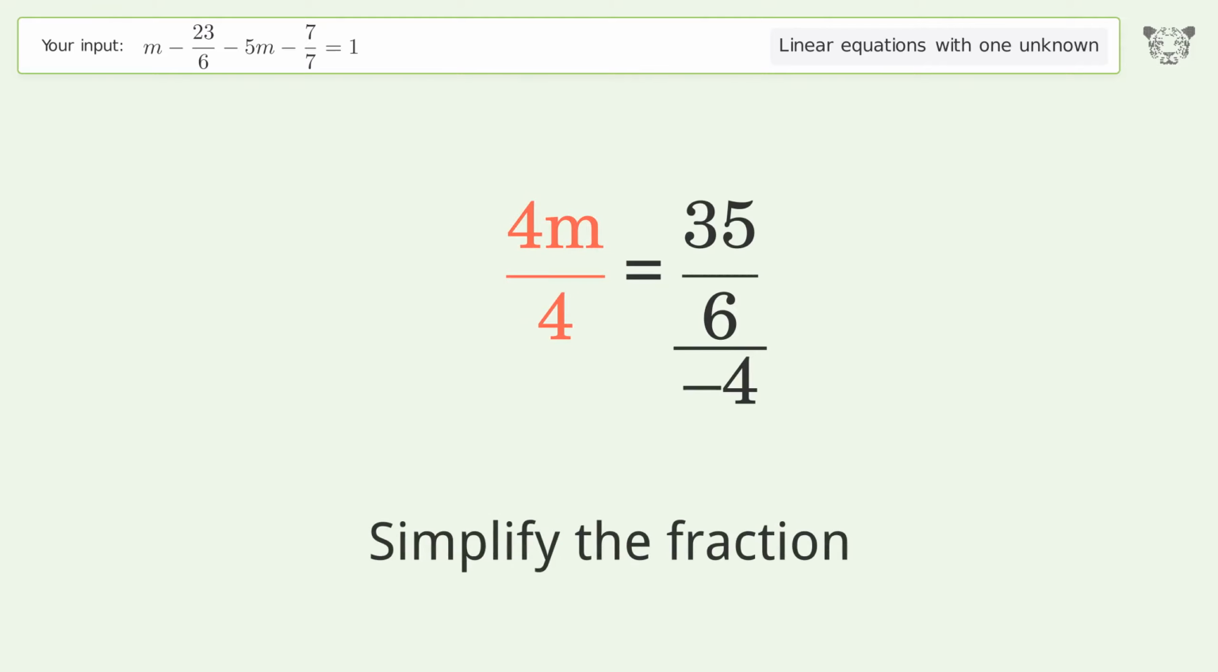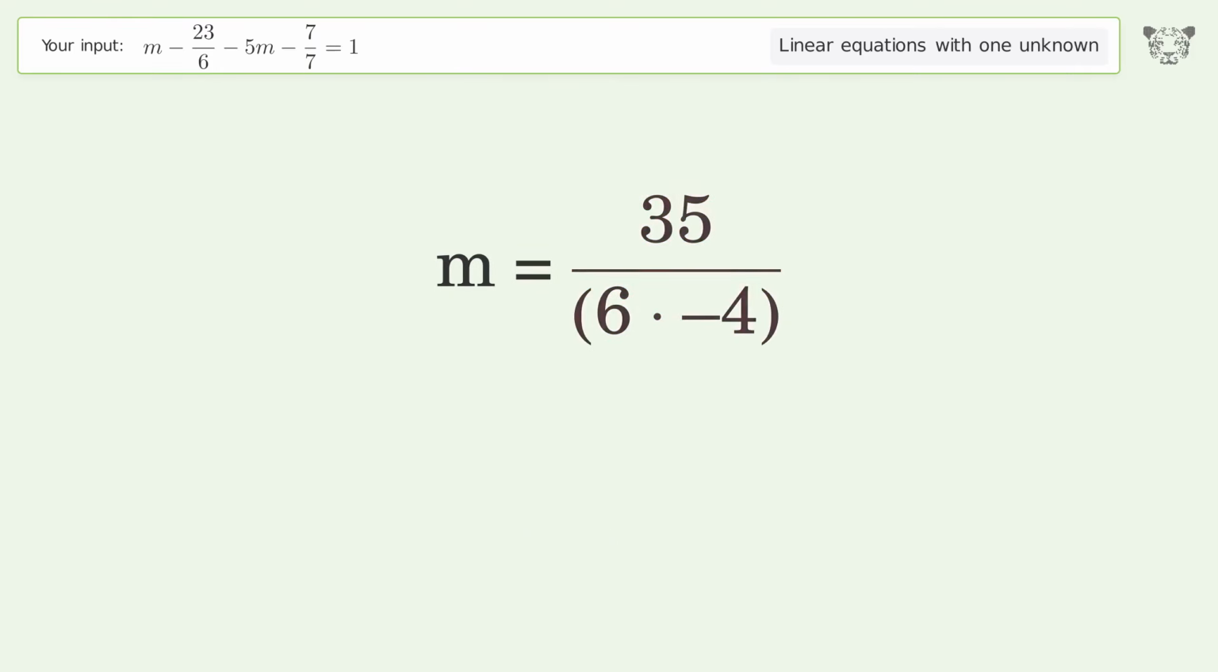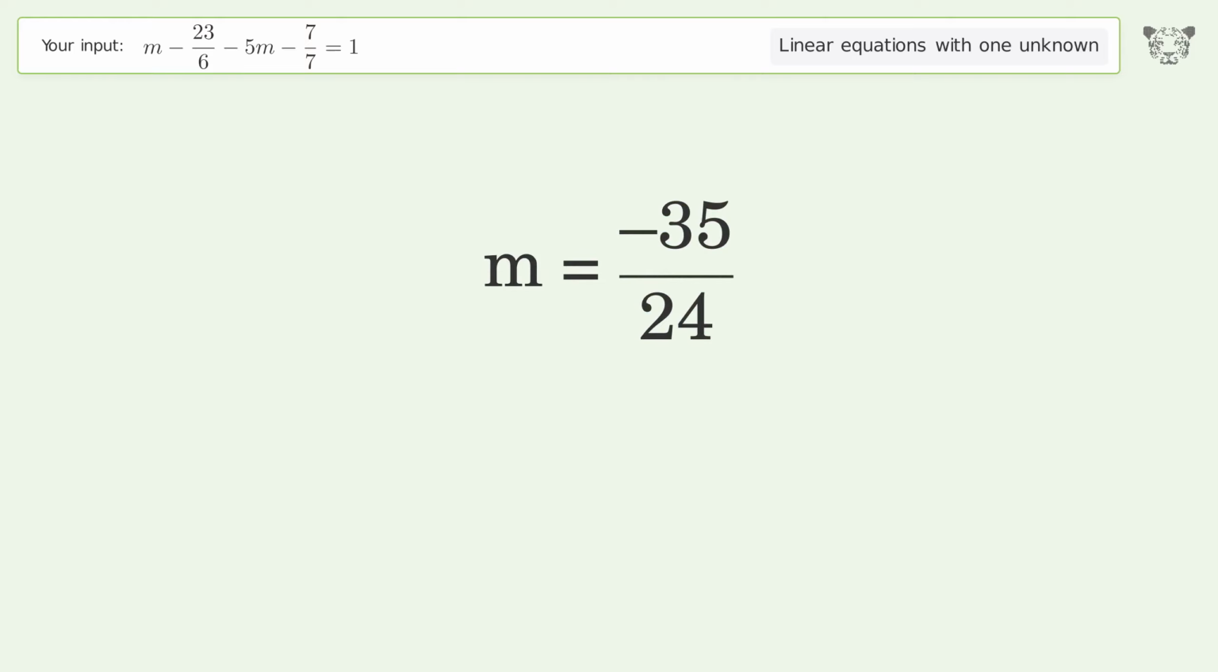Simplify the fraction. Simplify the arithmetic. And so the final result is m equals -35/24.